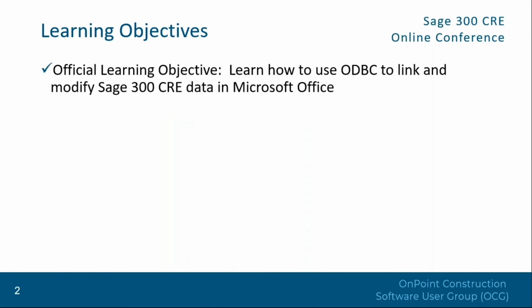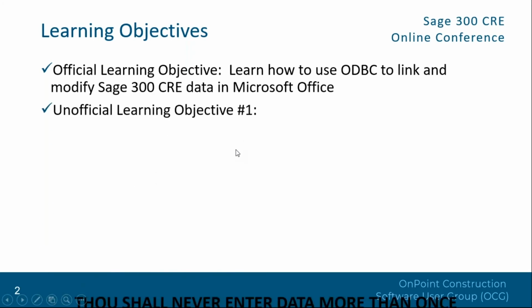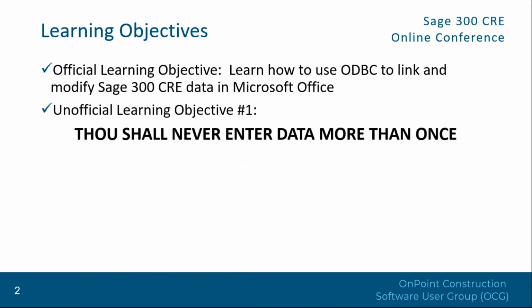Now, the official learning objective of this course is to learn how to use ODBC to link and modify Sage 300 data in Microsoft Office, which is kind of a formal, official way of saying it. I've actually rephrased it in 3 other different ways. My first one is, thou shalt never enter data more than once.